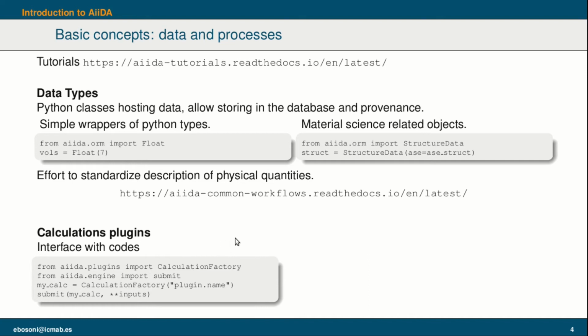The second concept I want to cover is the one of the calculation plugins. Calculation plugins are the most important building block of the AiiDA ecosystem. In fact, they are the ones that allow the connection between AiiDA, the database, and external codes.